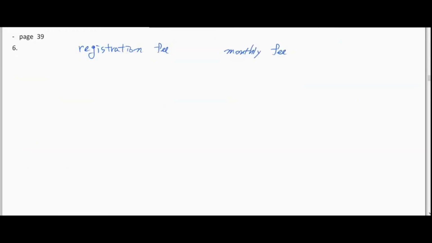This is question 6. Tom pays a one-time registration fee and a regular monthly fee. So after 4 months, he had paid $420. After 9 months, he had paid $795. So we should determine the registration fee and the monthly fee. First, I'll put the registration fee as x and the monthly fee as y. Let's write down those equations. The first one, 4 months, was $420. X plus 4y equals $420. And second one, 9 months and $795. Then x plus 9y equals $795.